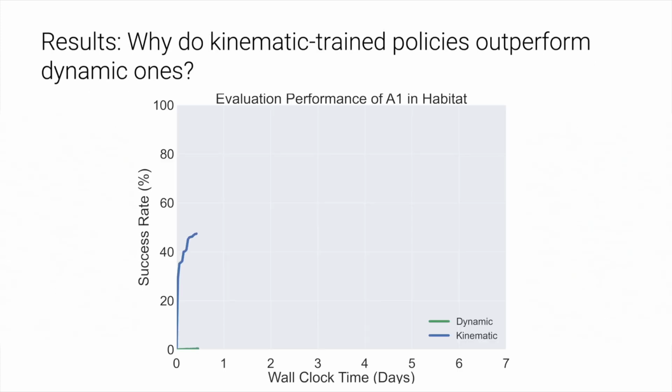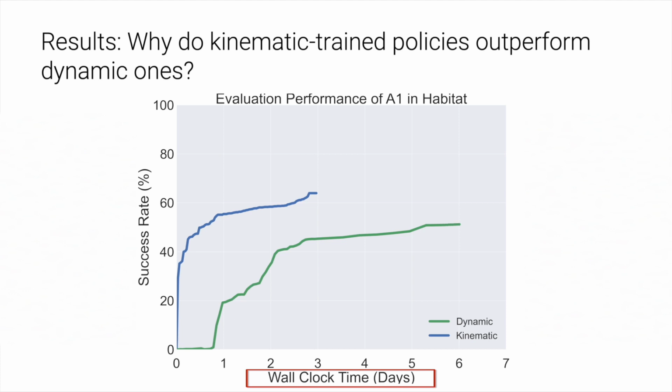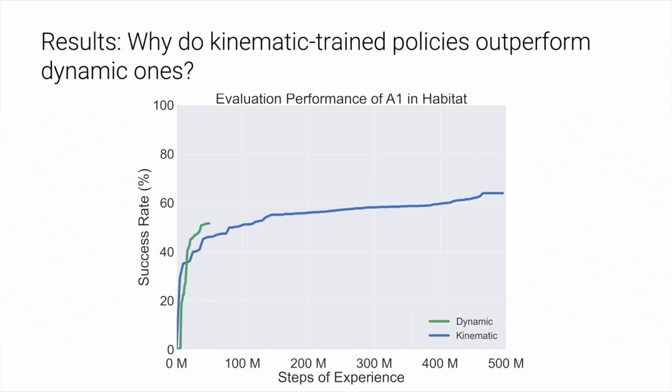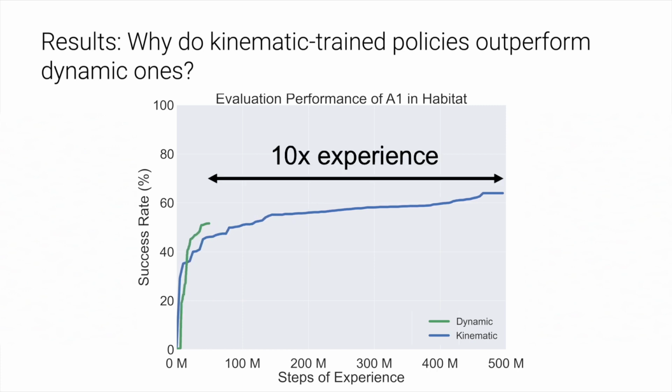We plot the evaluation performance of both policies in Habitat kinematic and dynamic simulation. While both kinematic and dynamic policies are trained to convergence over 3 and 7 days respectively on 8 GPUs, we see that kinematic training is much faster. With kinematic training, the robot is able to learn from approximately 10 times more experience. This increased experience allows the kinematic policies to learn intelligent, high-level reasoning.